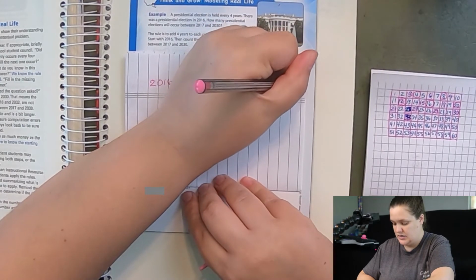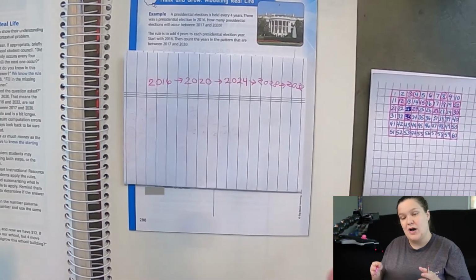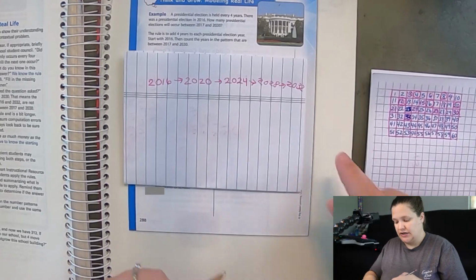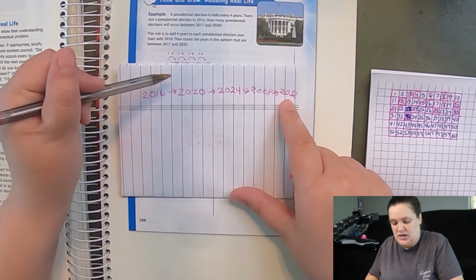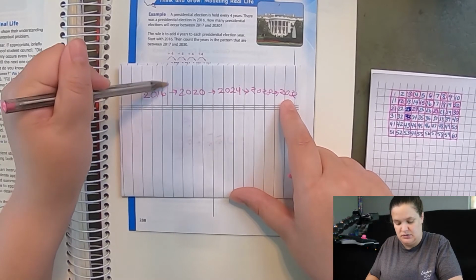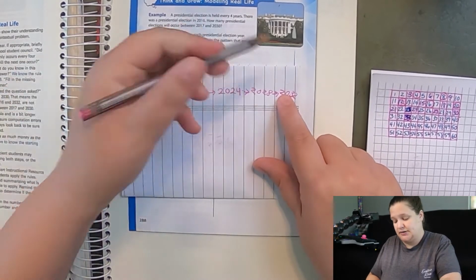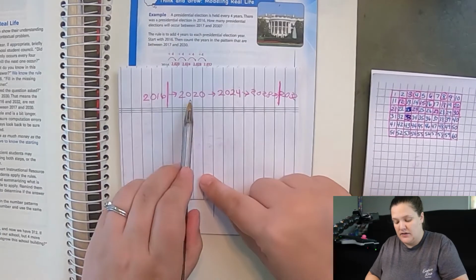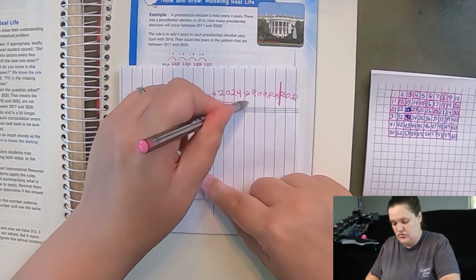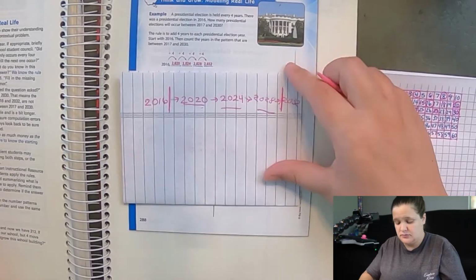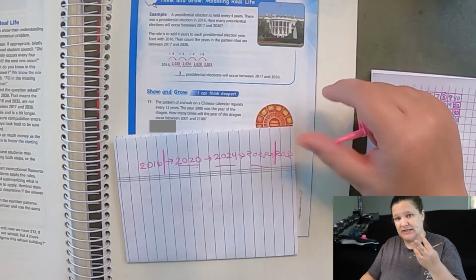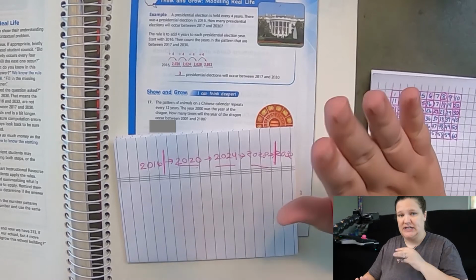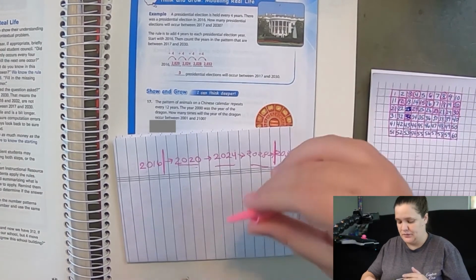Okay, so 2032. So we want to know up until the year 2030, so we're not actually going to use this last one here. So in between 2017, which would be right after this, and 2030, which would be here, there are 1, 2, 3. So there will be 3 presidential elections between 2017 and 2030.